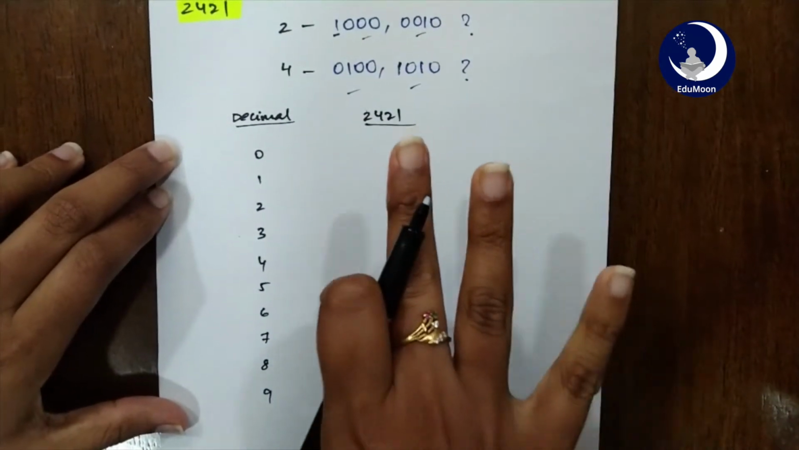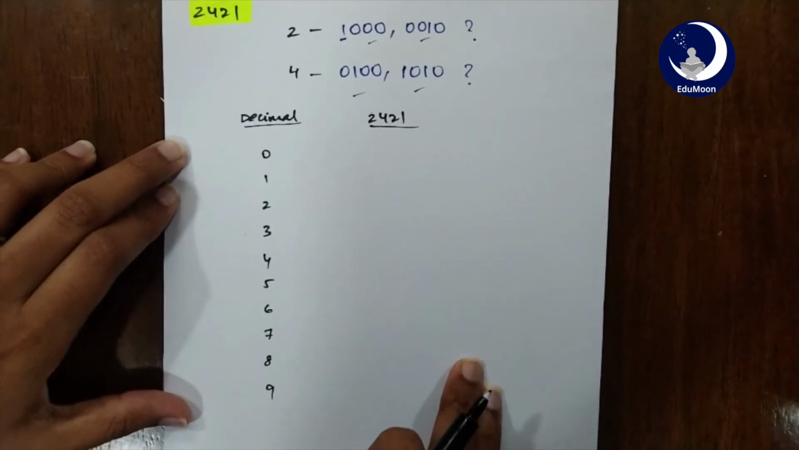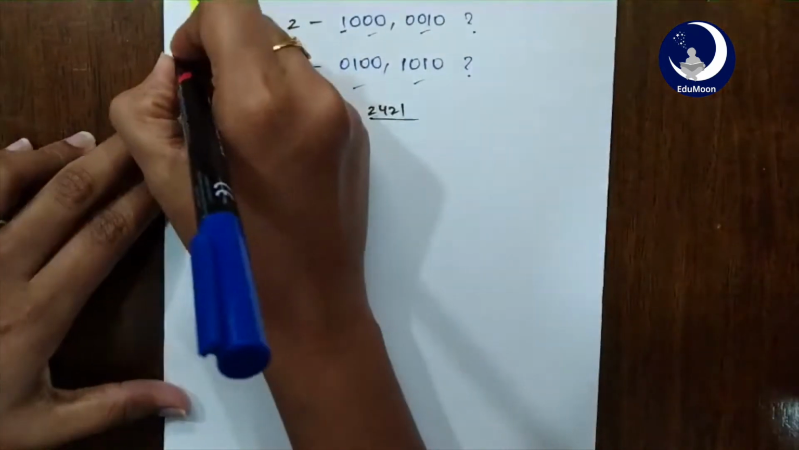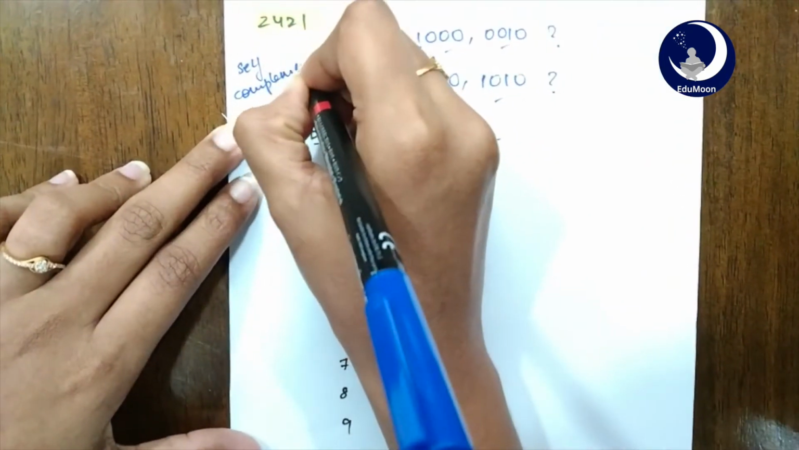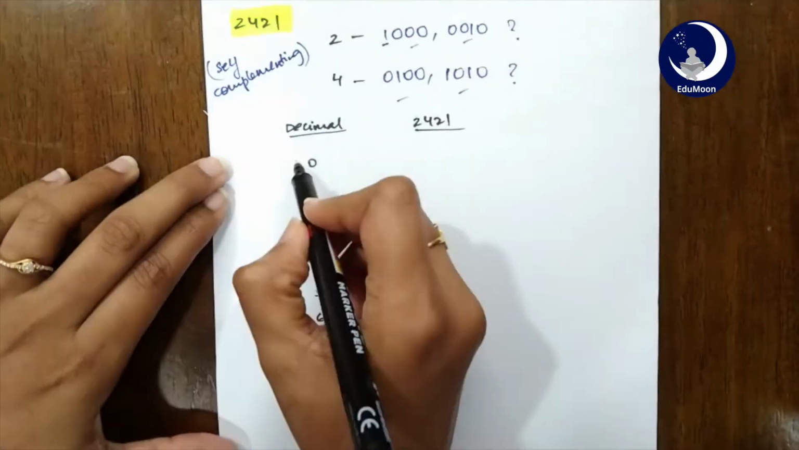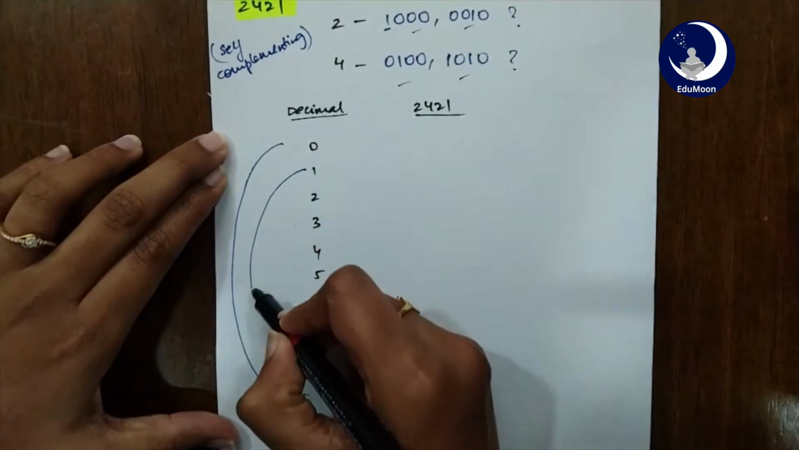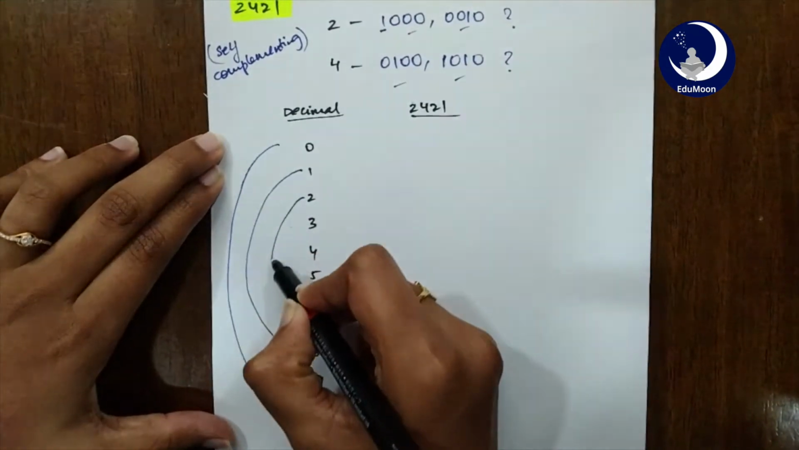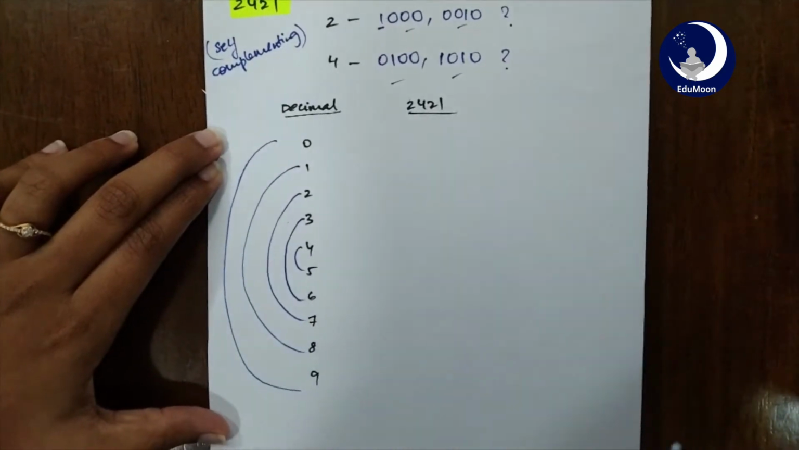So here what we will be considering is that 2 4 2 1 acts like a self-complementing code. What did I tell you? That it's a self-complementing code. What are the self-complementing ones? 0 and 9 are self-complementing. 1 and 8 are self-complementing. 2 and 7 are self-complementing. 3 and 6 are self-complementing. 4 and 5 are self-complementing.